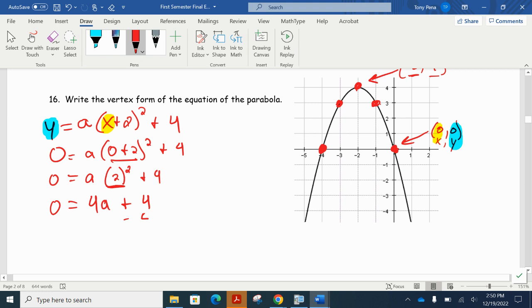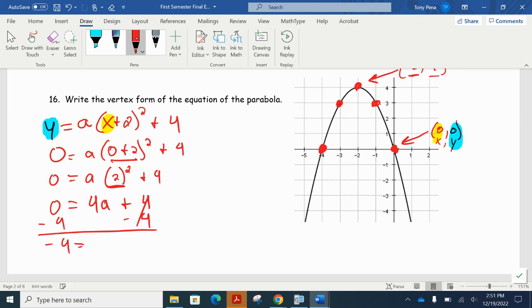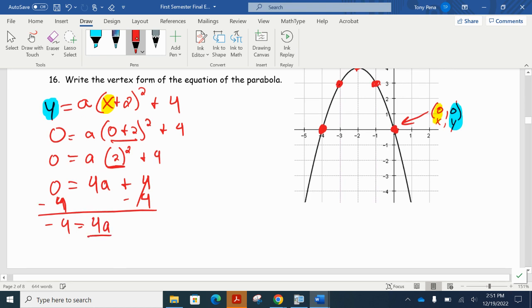Continue to solve this now for a. So we're going to subtract 4 from both sides so that we get a negative 4. This looks like -4 equals 4a. Divide by 4, and what we find is our a is a negative 1.